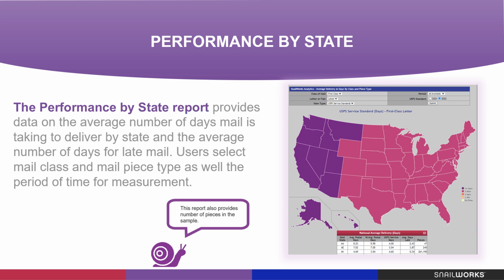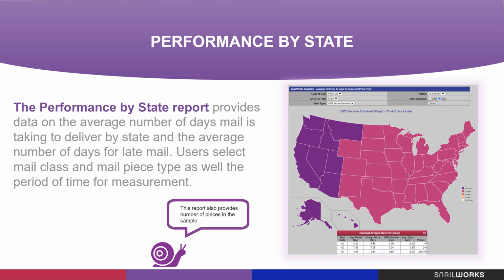The Performance by State report provides data on the average number of days mail is taking to deliver to each state. You'll set this report up very similarly to the others in that you'll select the class of mail you're measuring, the shape of your mail piece, the metric that you want included in your report, as well as the length of time you want included in your sample.